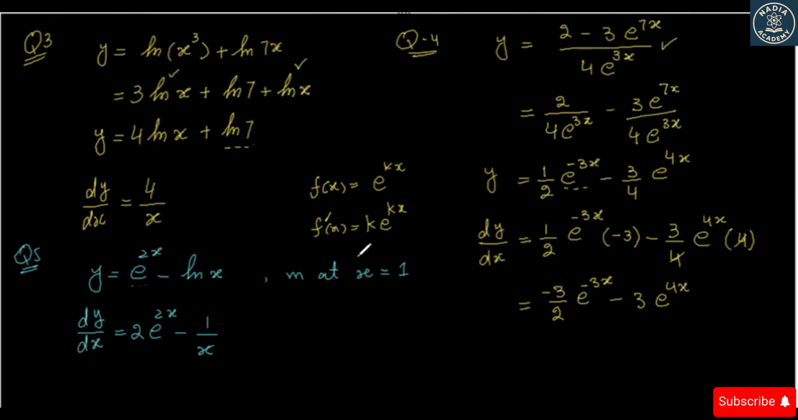Now we can put the value x is equal to 1, and we find that the gradient m of this function will be 2 times e power 2 times 1, which is 2, and negative 1 over 1, which is 1. So the gradient is 2 times e power 2, minus 1. So you can use the value of e, take its square, multiply it by 2, and take away 1. That will be the final single value of the gradient of this function.